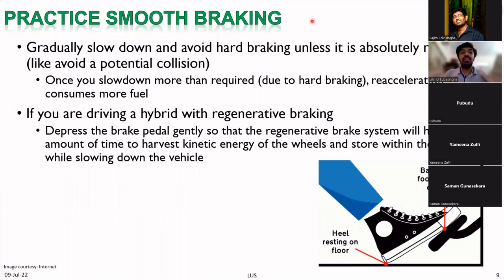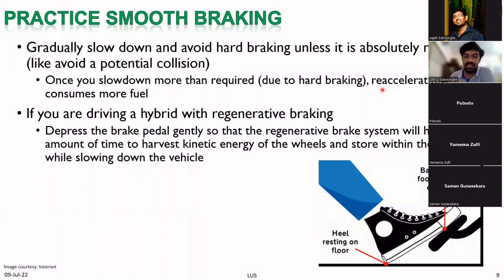That means the re-acceleration, in such conditions, will consume more fuel, because the engine is going to go into the high RPM range as you are demanding the engine to accelerate quickly. Then more and more fuel will be combusted. So that is basically about a conventional vehicle, not a hybrid one.